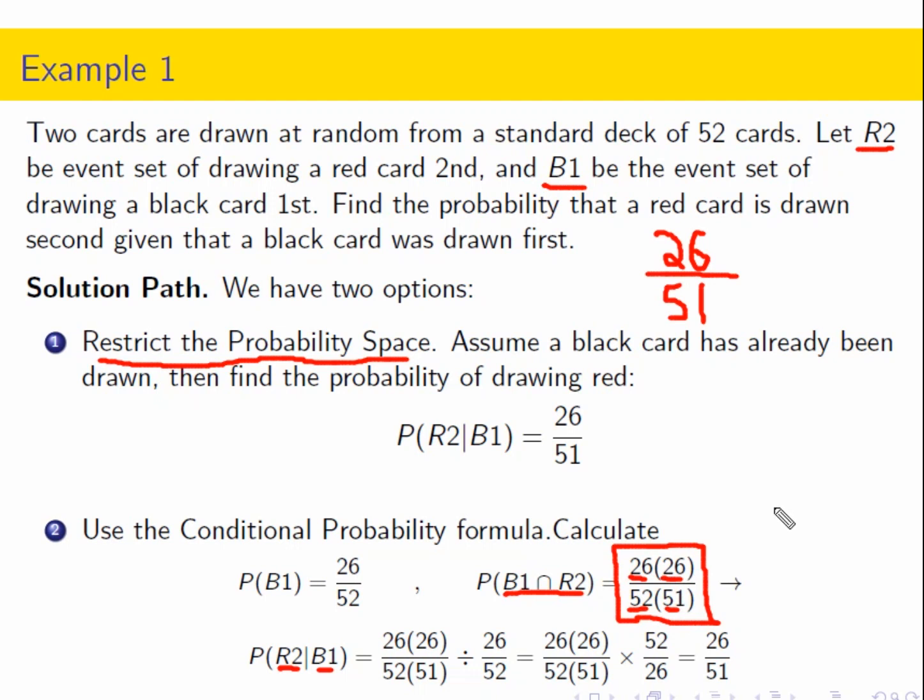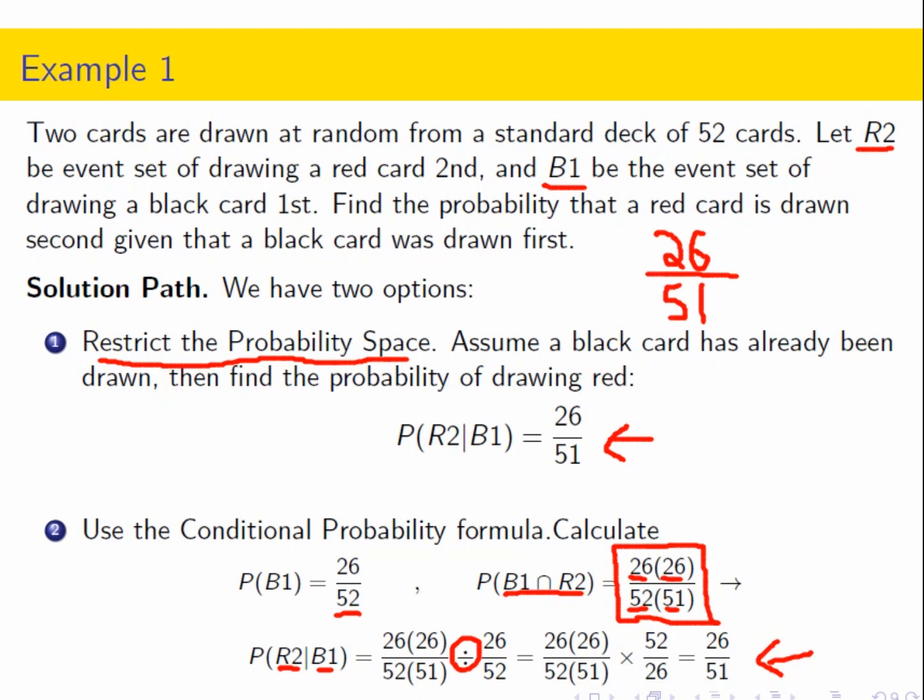Okay, so when I put this probability in the numerator, that's here, divided by this probability, that's just applying the formula, and I do a little simplification, and I do come out with the same exact answer as we had up here. So the formulas work, but sometimes, in this case, it certainly was easier to just restrict the probability space.